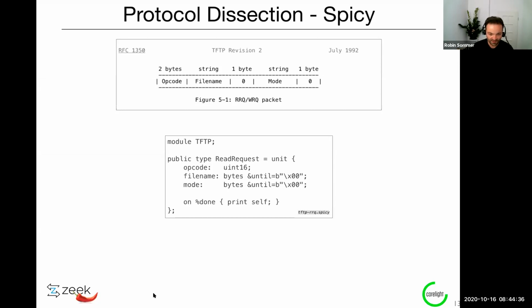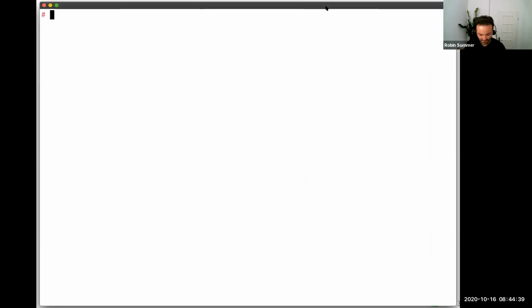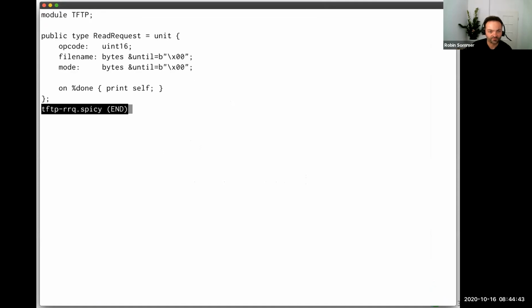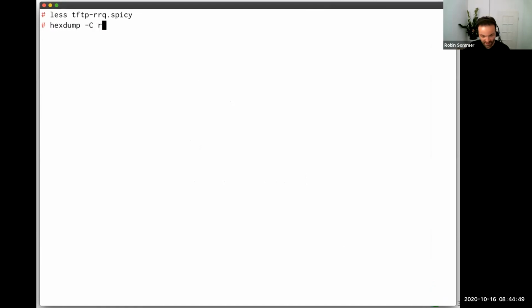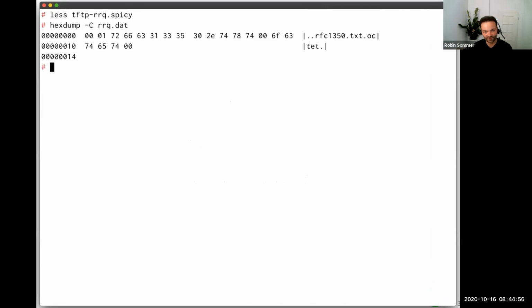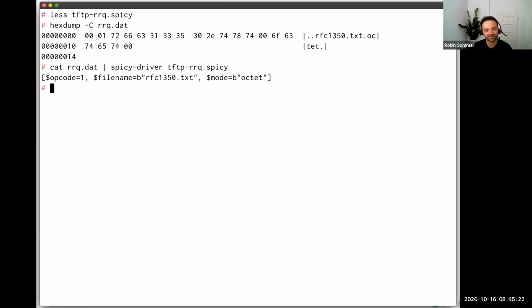I think I have maybe time to demonstrate this. Let me pull in a shell here. I have the same code that I was just showing in this file. I also have the UDP payload of this read request in a file, because I only pass the application layer data, and I can take this and pipe it into a driver program that we have for Spicy. So this takes a little bit, because what's happening is the Spicy driver is taking the Spicy file, compiling it into C++ in the background, and then just-in-time compiling the code into memory and executing it, and then feeding it with that payload that I'm piping in.